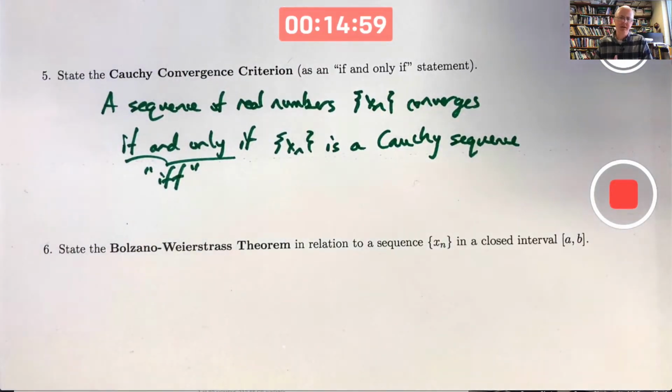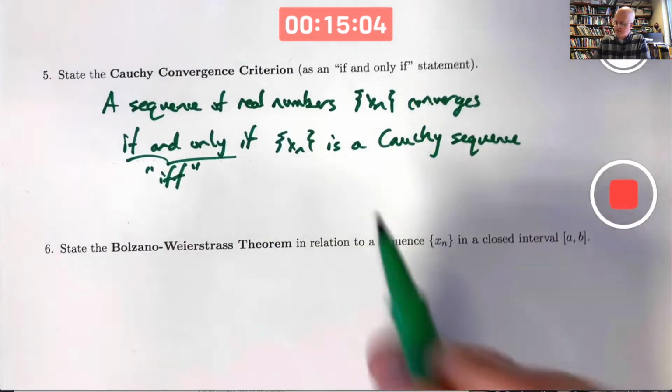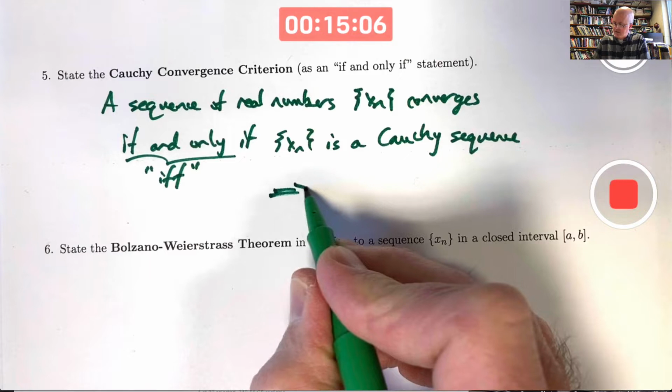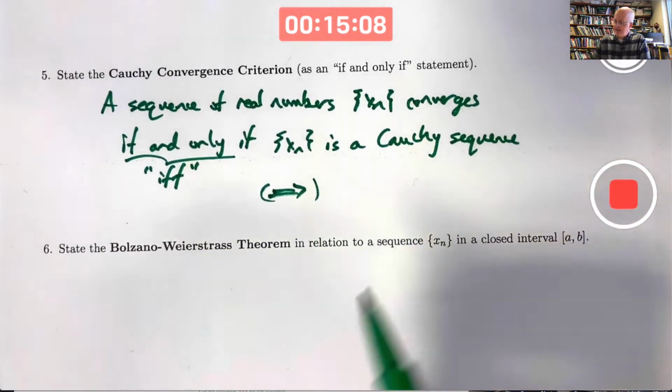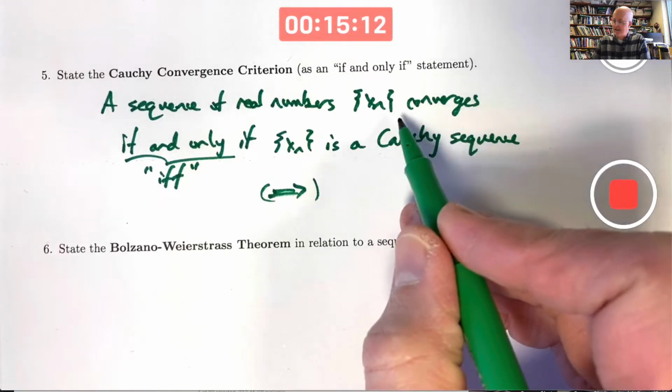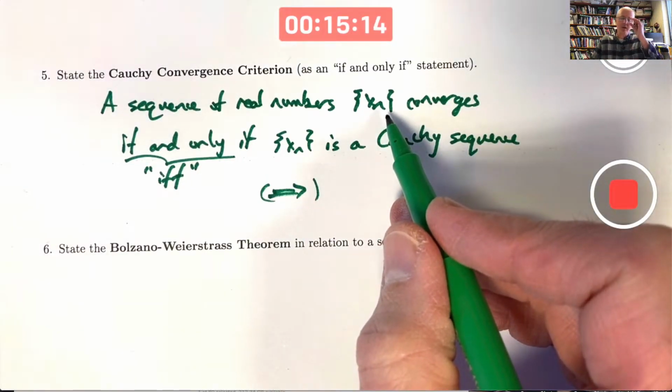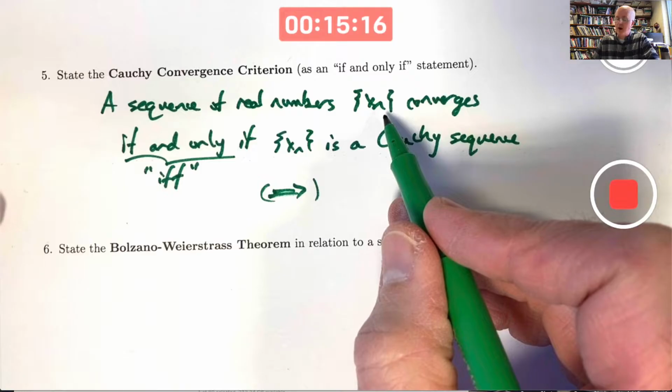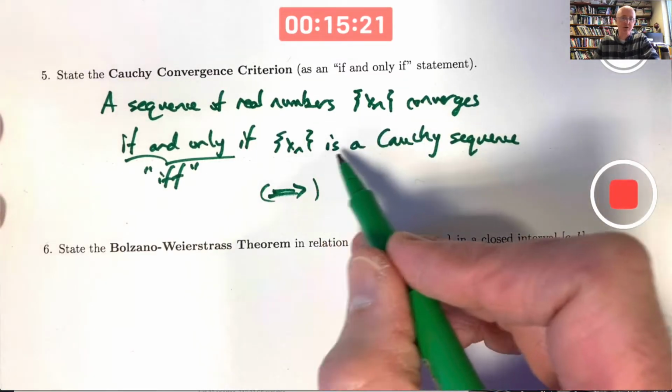One direction of the if and only if is not too hard to prove. The direction that's not too hard to prove is the forward direction here. If xn converges, then it's a Cauchy sequence. If the xn terms get closer and closer, arbitrarily close to some number L, when n is sufficiently large, then the terms are going to get close to each other.